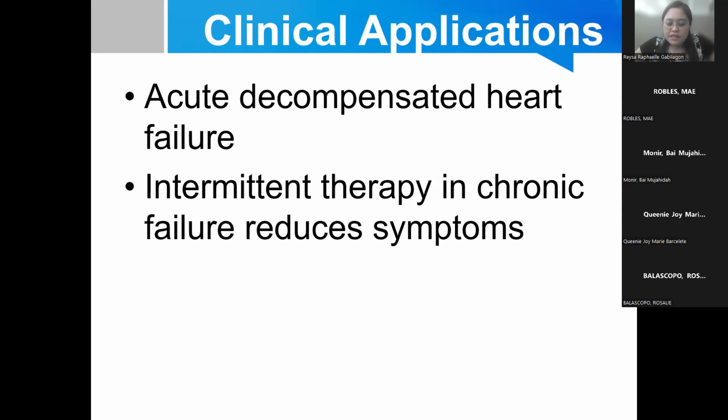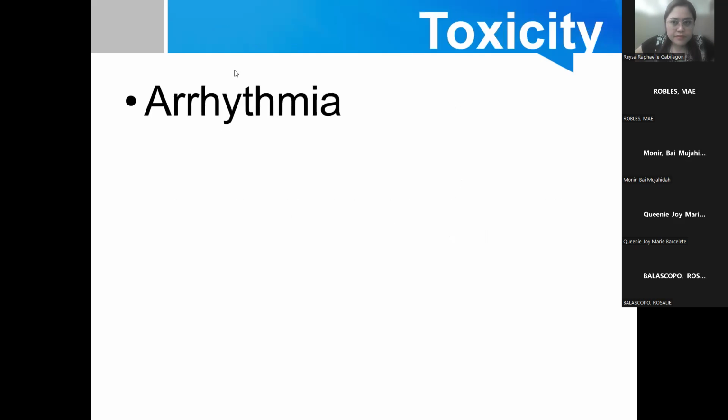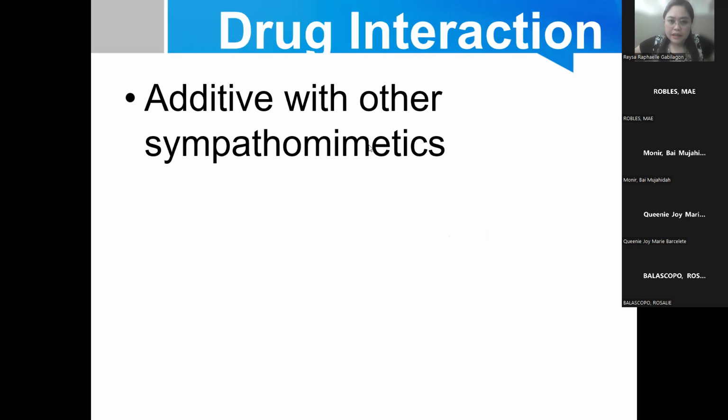Though we give this for chronic failure just to reduce the symptoms, this will be given intermittently. It will not become a maintenance drug, only intermittent therapy. Now, take note again, for drugs considered to be inotropic, the toxic activity in the body is always arrhythmia. It will disrupt the normal heart rate.